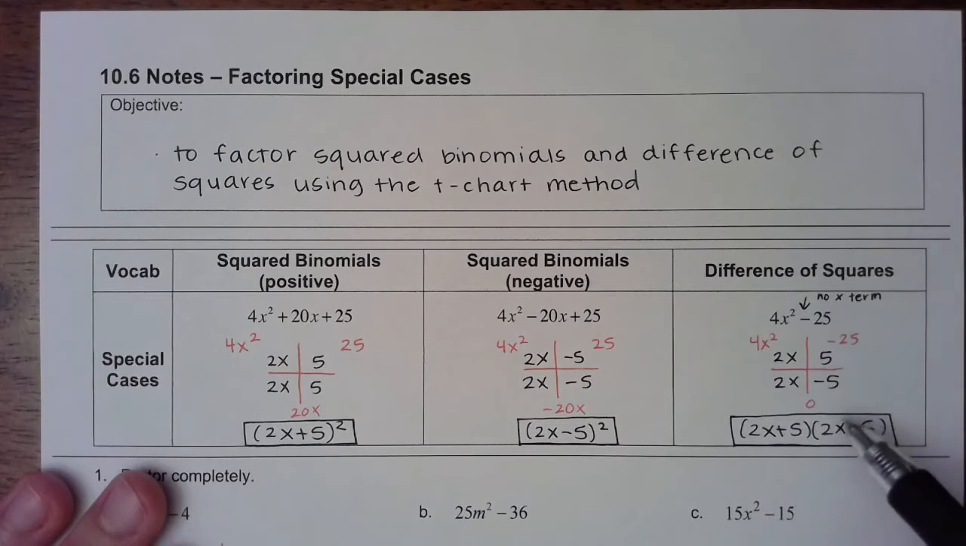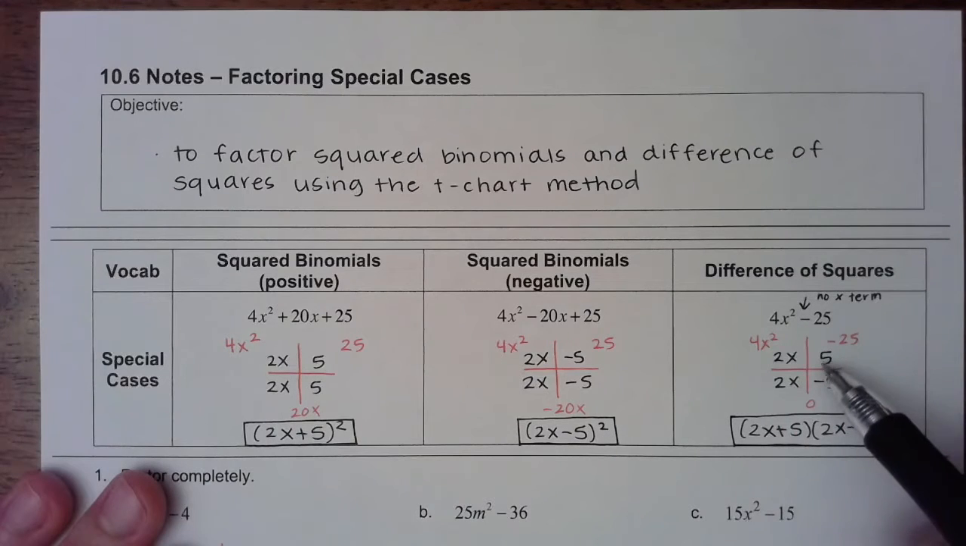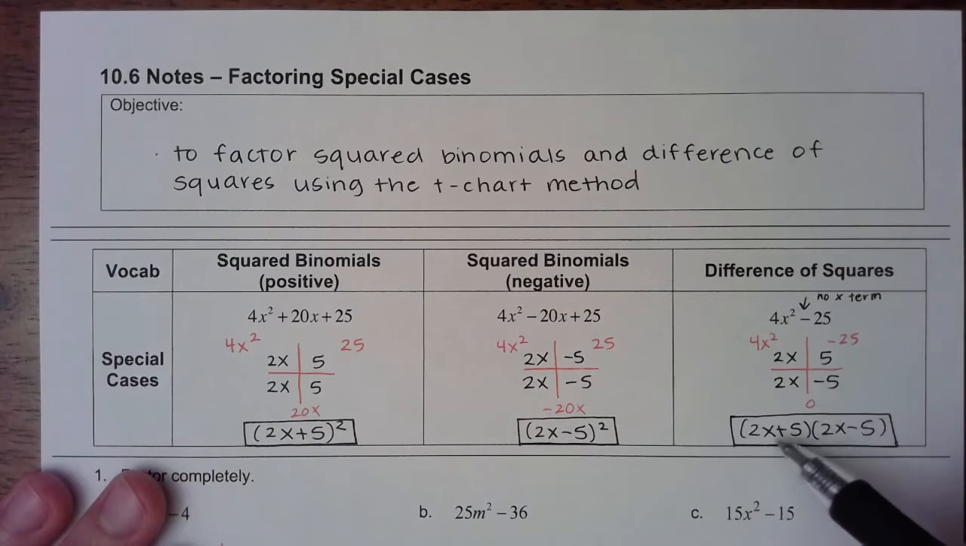When you write your answer for these ones, you can't write it like you did over here with the squared, because you see how one of them has a plus on the 5 and one of them has a minus. So when you write these, you just write it out the long way. One of them gets a plus, one of them gets a minus, and it doesn't matter which one goes first and which one goes second.